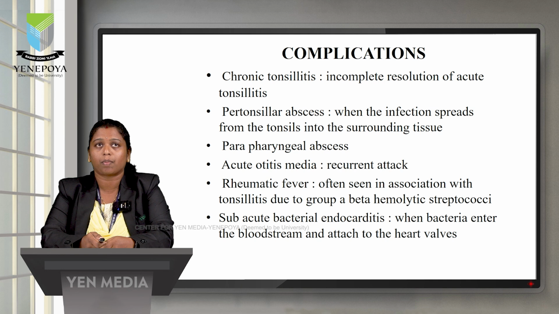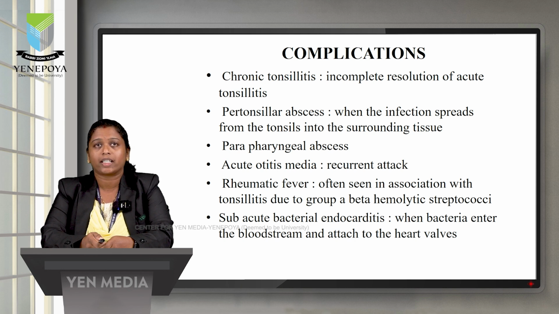Next is about the complications of tonsillitis. The first one is chronic tonsillitis as a result of incomplete resolution of acute tonsillitis. And the second one is peritonsillar abscess. When the infection spreads from the tonsils into the surrounding tissue, that results in a peritonsillar abscess. In the sense, pus formation around the surrounding tissues of the tonsil.